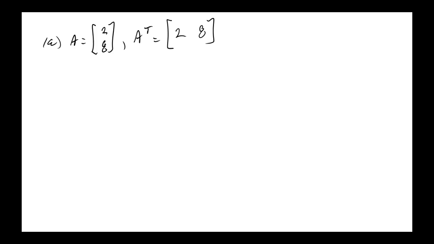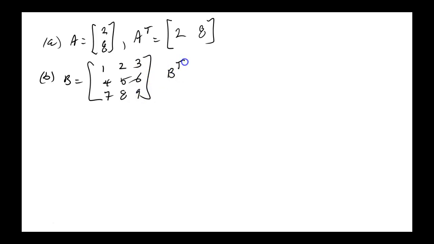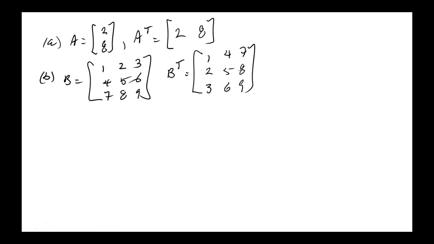Okay? B. Matrix B is 1, 2, 3. Oh, really creative. 1, 2, 3, 4, 5, 6, 7, 8, 9. B transpose would then be 1, 4, 7, 2, 5, 8, 3, 6, 9. Okay.